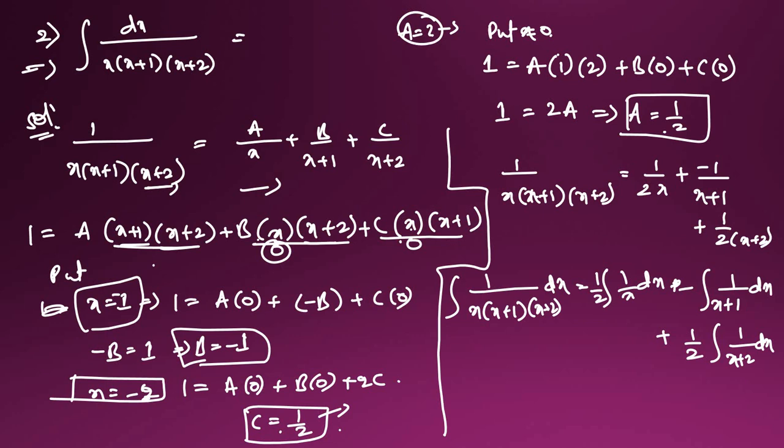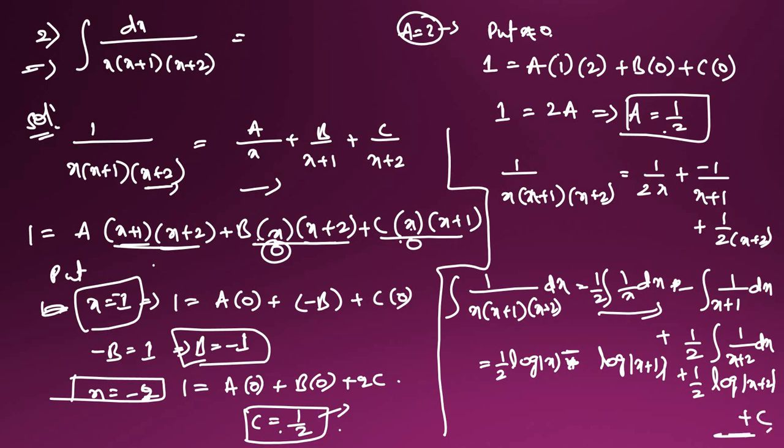Now what is the answer that will come here? This is 1 by x, so 1 by 2 into log x will come, and here it is minus, so this will become log of x plus 1, and plus 1 by 2 into log of x plus 2 will come, plus c. So this is the answer of the given question.